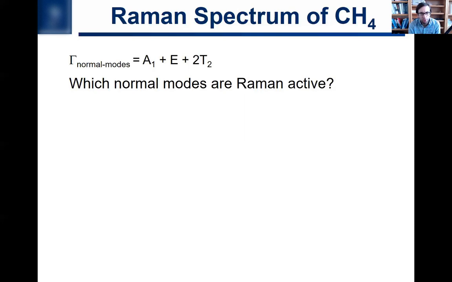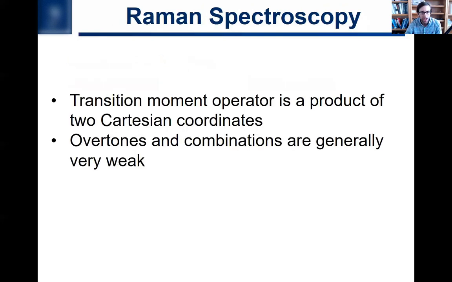There was some problem solving to get to this point, but for methane, the normal modes are A1 plus E plus 2T2. Which of those normal modes are Raman active? Just like for infrared spectroscopy, in Raman spectroscopy we have an intensity integral, but the transition moment operator here is going to be a product of two Cartesian coordinates. Remember, for IR spectroscopy, the transition moment operator was the X vector, the Y vector, or Z vector, specifically for X, Y, and Z polarized light. For Raman spectroscopy, it's going to be any product of two Cartesian coordinates. So this could be X squared, Y squared, Z squared, XY, YZ, or XZ. Those are all the different possibilities, okay?